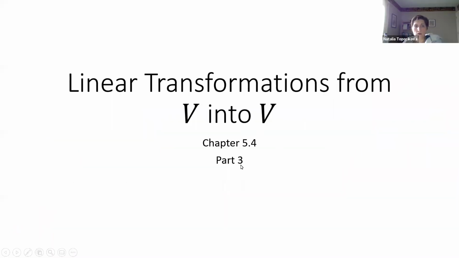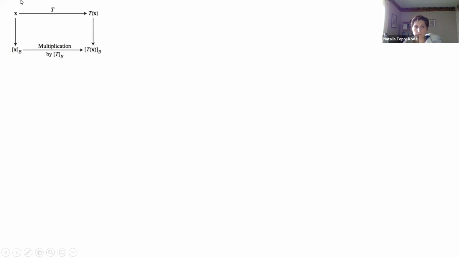Hello, this is the third part of this chapter 5.4, and we will talk about linear transformation from space V into itself. And this is just a simplified case of the case we looked at in part 2 of this series. So we have a vector x, and we apply the linear transformation to get the image of this vector, T of x. But we say that we also can find an easier basis to work with and perform this transformation in this easier basis to get the image of this basis in the appropriate coordinate system B.